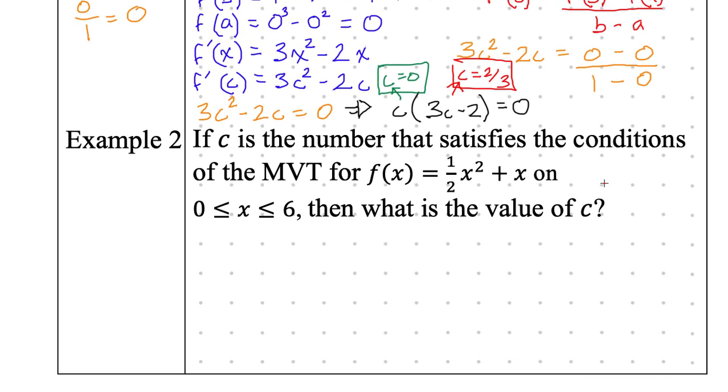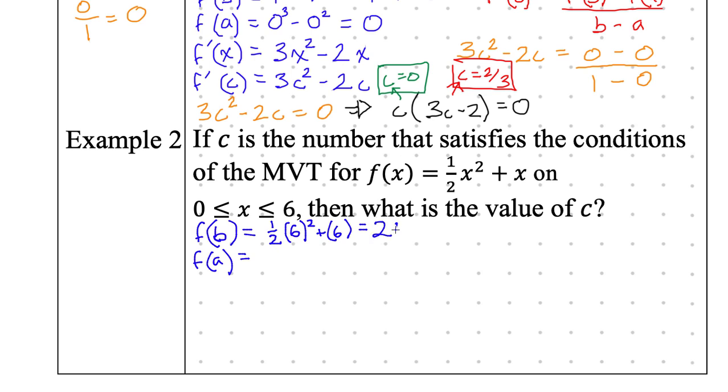Example number 2. You guys walk me through this one then. So we had to find f of a and f of b. Yep, so let's do that. Here's f of b, here's f of a. What is f of b? It's 1/2 times 6 quantity squared plus 6. Well, what's 6 squared? And I'm going to take half of that. And I'm going to add 6 to 18.